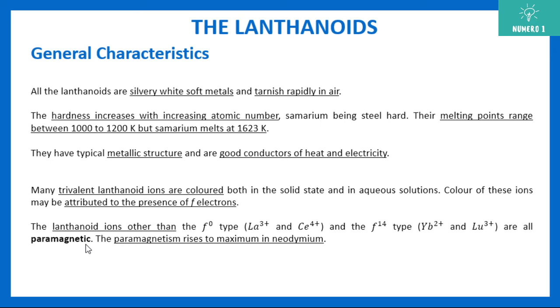The lanthanoid ions other than f0 type, that is La3+, Ce4+, and f14 type, are all paramagnetic. Okay, there is no diamagnetism. Only f0 type and f14 type are diamagnetic in nature because they are not having unpaired electrons. So paramagnetism rises to a maximum and then again it decreases. The same trend that we have seen in the transition elements. You can remember the spin only formula, that is magnetic moment mu equals root of n(n+2), where n is the number of unpaired electrons.